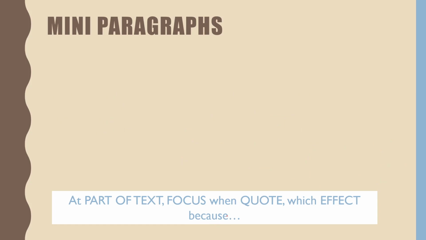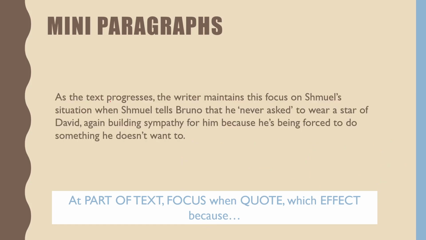Here's another example for you. Exactly the same. "As the text progresses", so I'm not at the beginning of the text anymore, I'm a little bit further on. So it says, "As the text progresses, the writer maintains this focus on Shmuel's situation when Shmuel tells Bruno that he never asked to wear a Star of David, again building sympathy for him because he's been forced to do something he doesn't want to do."